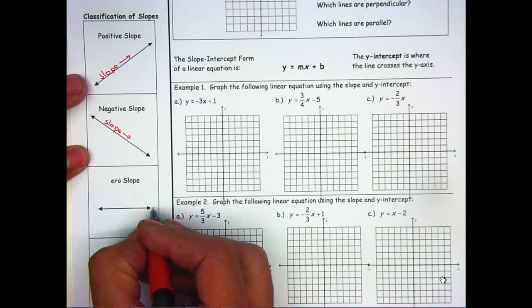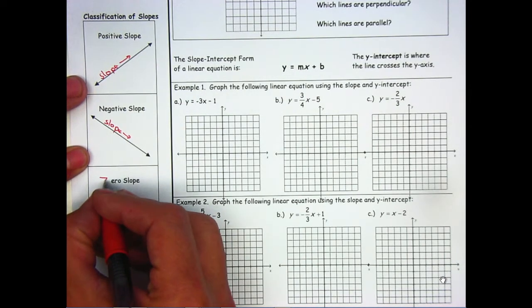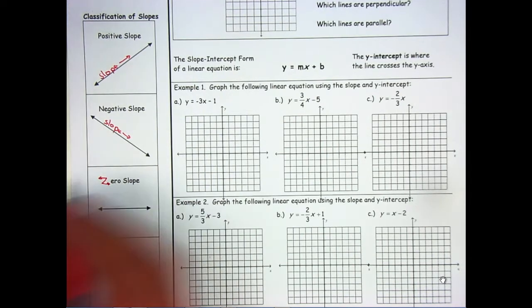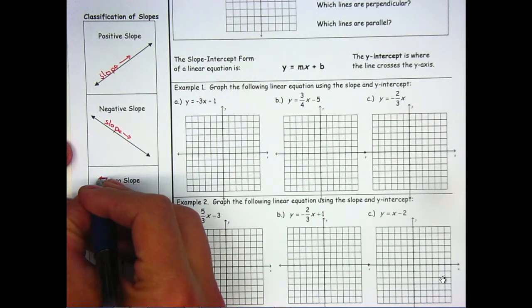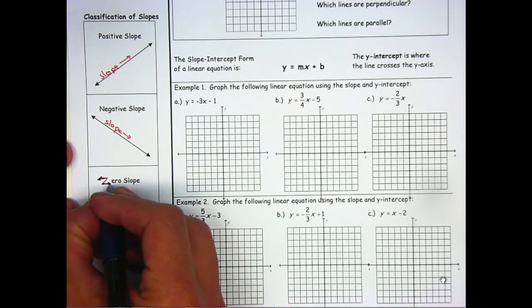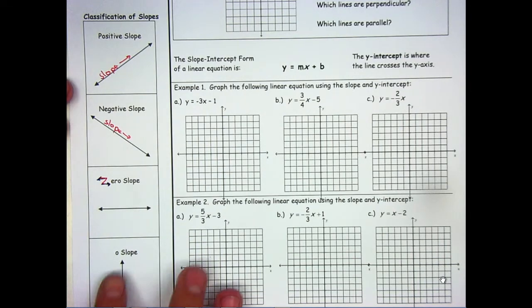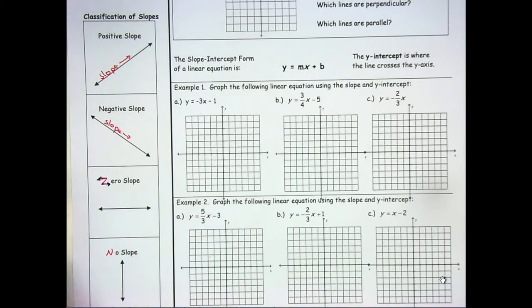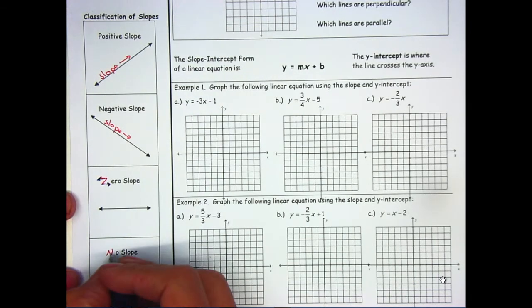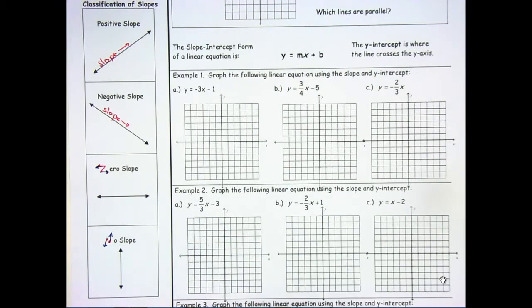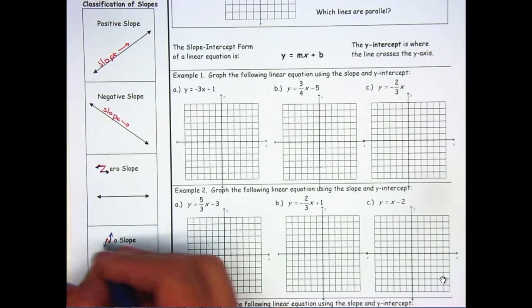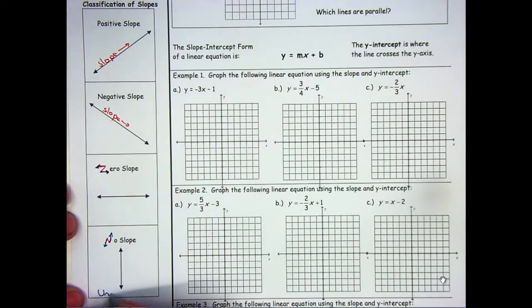If it's a horizontal line, then there'll be a zero slope. And the way I remember zero slope, that's a horizontal line. If you look at the Z, it's pointing left and right. If it's a vertical line, then it's a no slope. And the way I remember it is by the N, the end is pointing up and down. Now, every time it's a no slope, we also call it undefined.